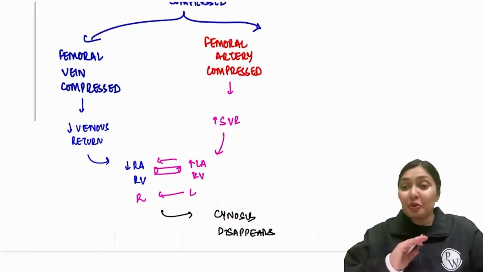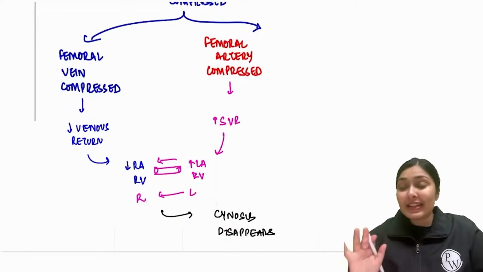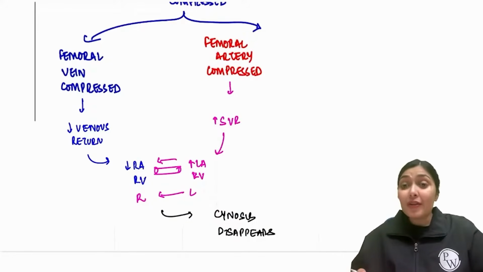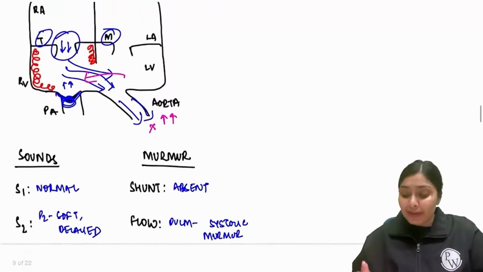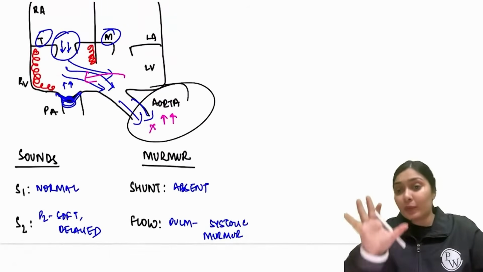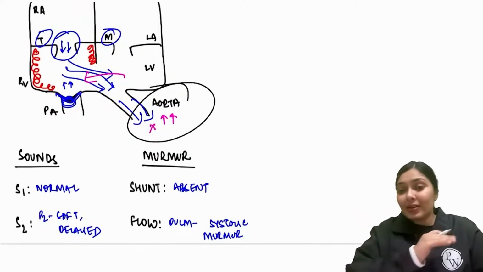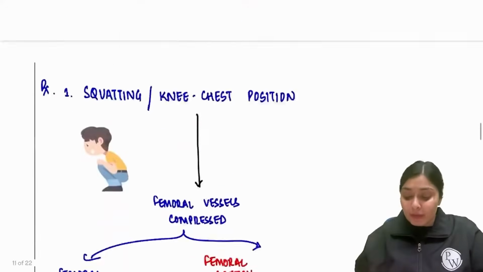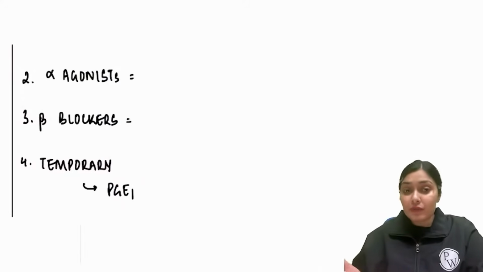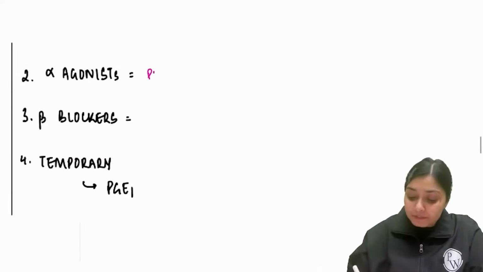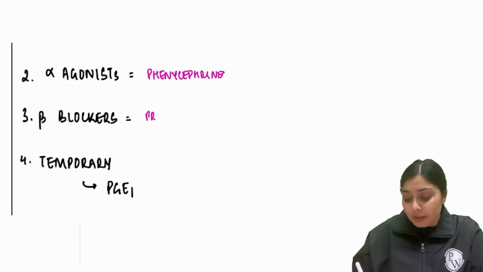But the child cannot go on squatting and staying in that knee chest position for long. What is the medical management over here? What do we want to do? We want to increase the systemic vascular pressures so that the shunt is decreased. So in medical management, we have alpha agonists and beta blockers. For alpha agonist, we can use phenylephrine. Beta blockers like propranolol can be used.